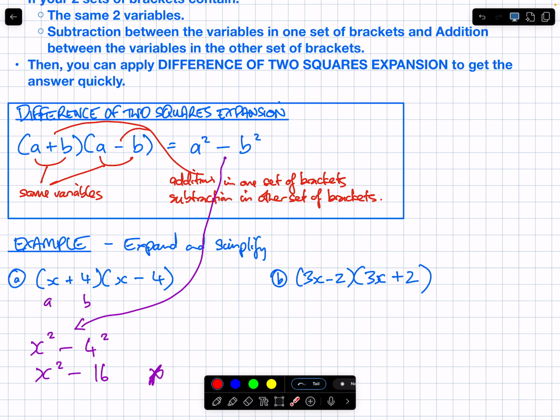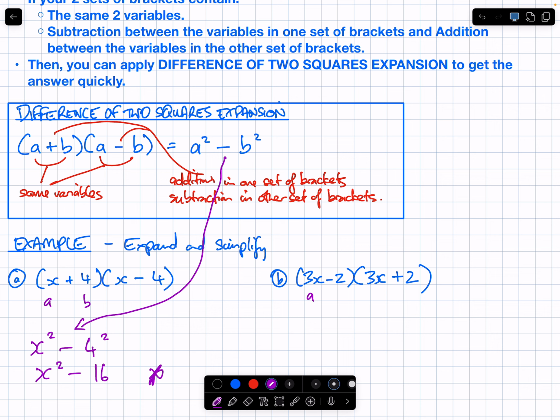Example B, do I have two sets of brackets in example B? Yes or no? What is in the sets of brackets? It's 3x and minus 2. What's the other one? 3x and plus 2. So do we have the same variables? What's the only difference? The plus and the minus. So I can do my shortcut again.